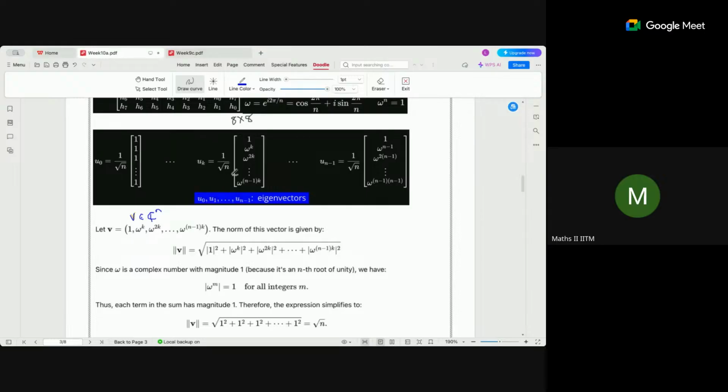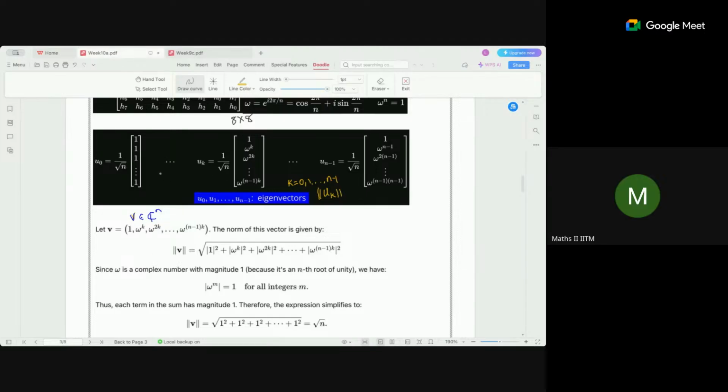By dividing by square root of n, what will happen to this vector now? What can you say about each of these vectors now? What will be the norm of uk for any k equal to 0 to n minus 1? Tell me, what is norm uk? Because we are dividing by root n, what will happen to the norms? All the norms of the eigenvectors are?